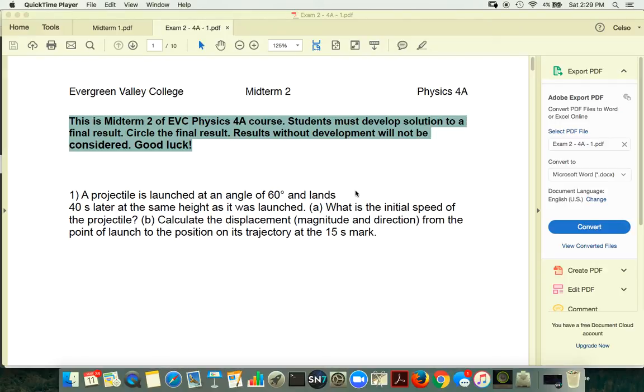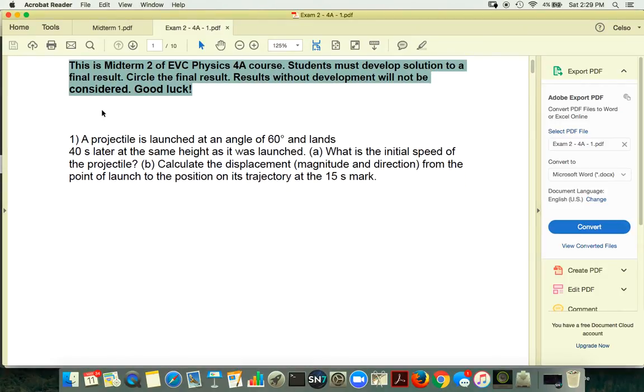Physics 4A, and I would like to go over the two exams. I'm not going to go step by step, but I will indicate solutions. So see how I go.